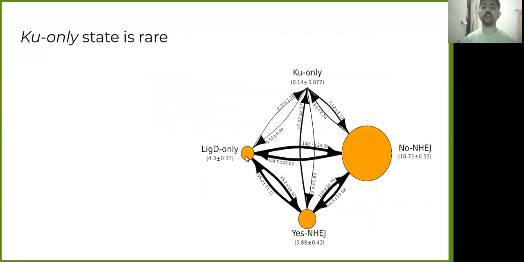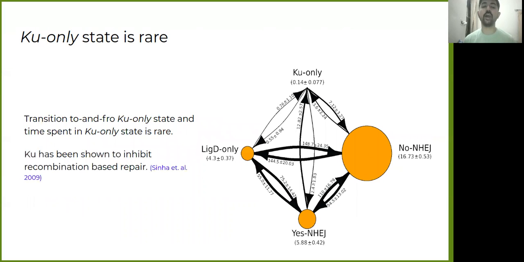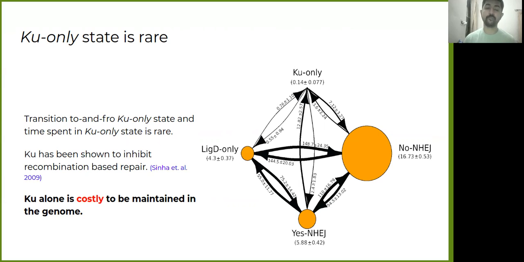What you're seeing over here are these circles. The radius of these circles is proportional to the amount of time spent in that given state, and the width of these arrows is proportional to the number of transitions from one state to the other. What we find is that the least amount of time was spent in the Q-only state, and the transitions to and fro the Q-only state were also the rarest. In addition to that, we know from studies that Q has been shown to inhibit recombination-based repair. So what collectively this suggests is that Q could be costly to be maintained alone in the genomes.